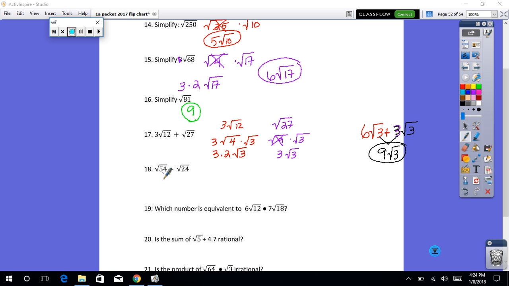Okay, number 18, again a subtraction, so we have to do the same thing we did up here. We cannot add or subtract these unless they are the same. So let's do 54 first. The square root of 54 can be the square root of 9 times the square root of 6. The square root of 9 is 3. Square root of 6 does not break down anymore. So we have 3 square roots of 6 minus, and let's do the square root of 24.